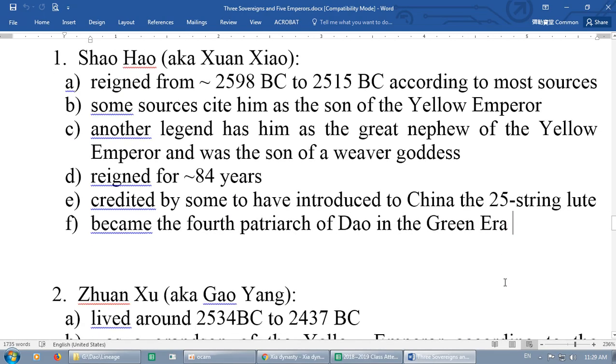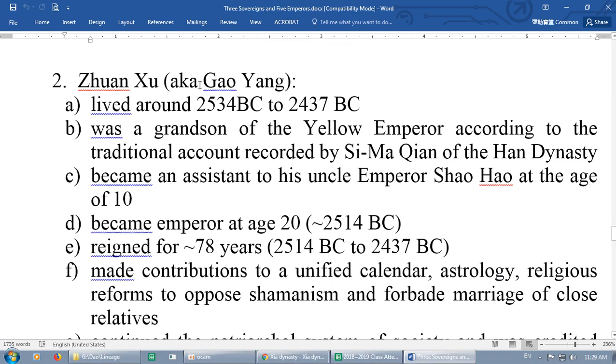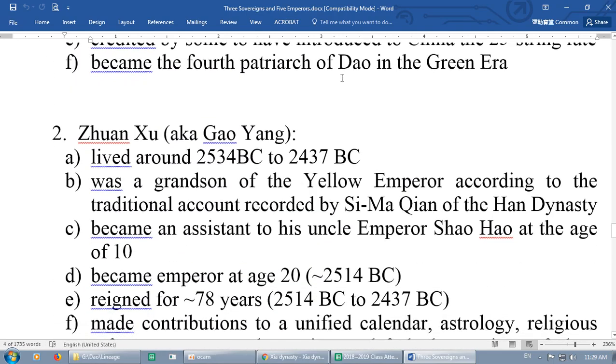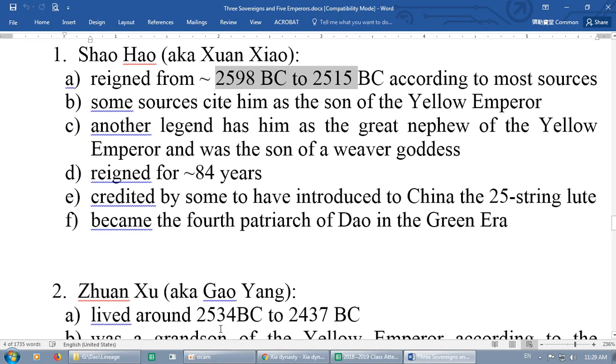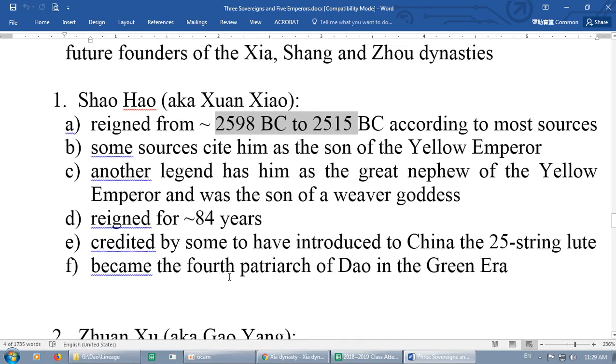All right. Now let's go to the next one. The next emperor is called Xuan Xu or Gao Yang. That's another name. He supposedly lived around this time frame, so he followed immediately after him. Roughly, they overlapped a little bit.